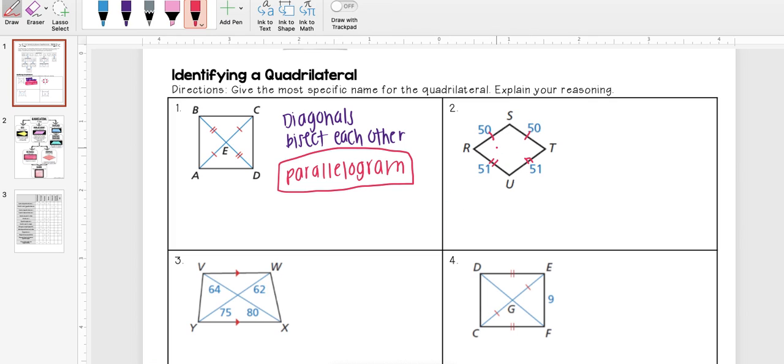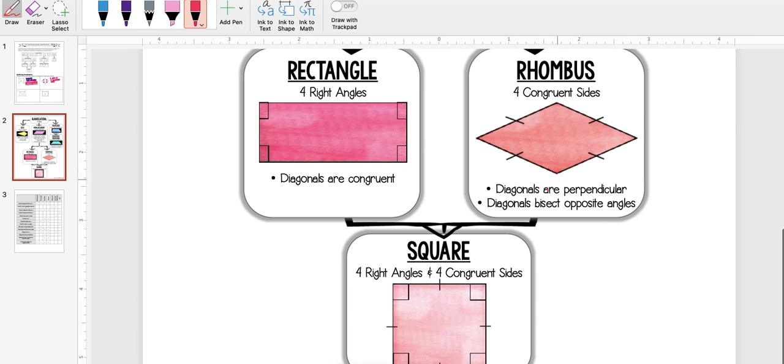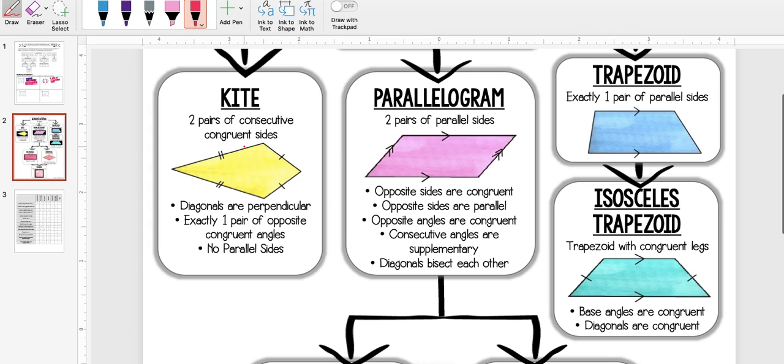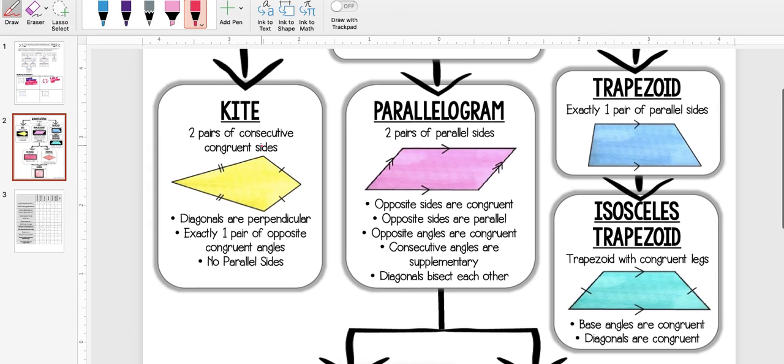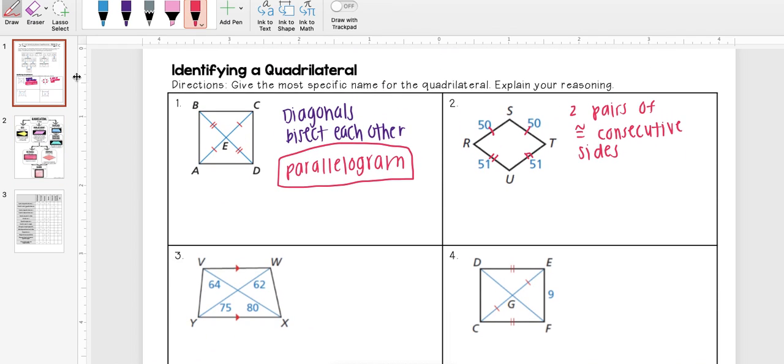So here I see that I have 2 pairs of congruent consecutive sides. So I need to look and see which shape had that. Well, rhombus, that was 4 congruent sides. Trapezoid, no. Okay, I see that for the kite. The kite has 2 pairs of consecutive congruent sides. So that means that for number 2, the answer here is a kite.